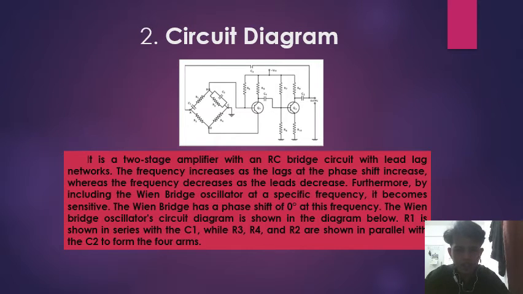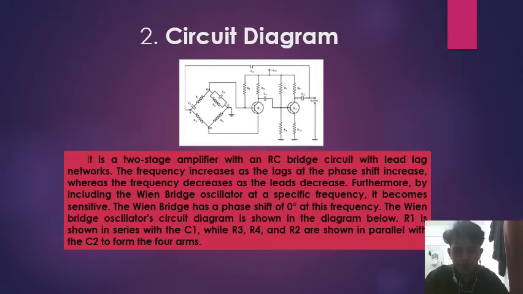When the frequency increases, the lag at the phase shift will increase, while when the frequency decreases, the lead also decreases, so it's vice versa. Furthermore, this Wein bridge oscillator has a specific frequency, so it becomes more sensitive. This bridge has a phase shift of 0 degrees at this frequency.